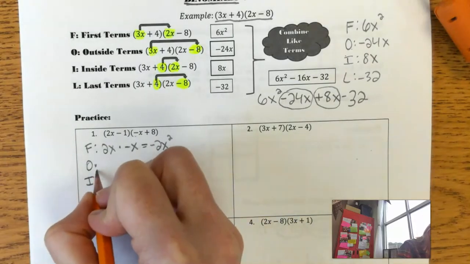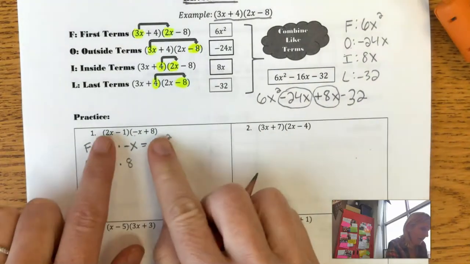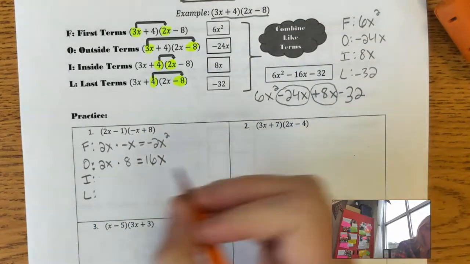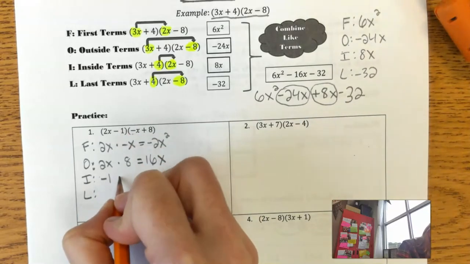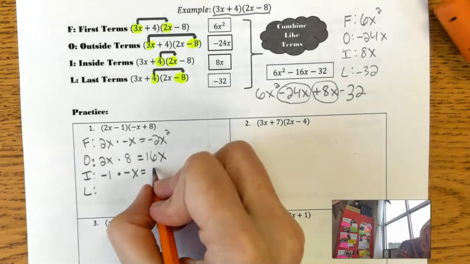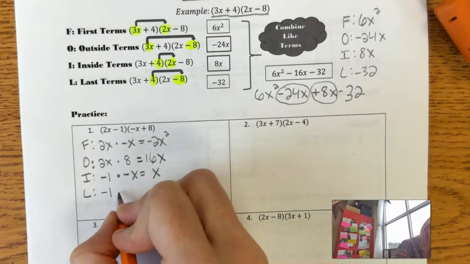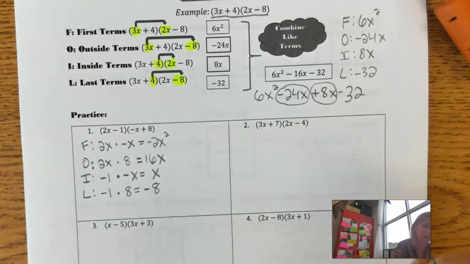Alright, my outer. My outer is 2x and 8, because it's on my outside. So 2x times 8 is going to give me 16x. My inner terms are the 2 terms closest to each other on the inside. -1 times -x. A -1 times a -1 is going to give me a +1, so I'm just going to have a +1x. -1 times -x gives me a +x. And then my last 2 terms, -1 times 8, which gives me a -8.